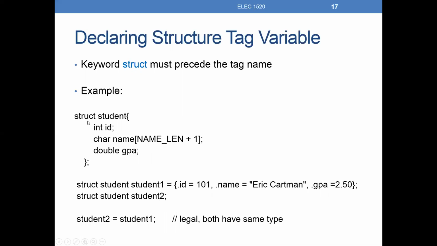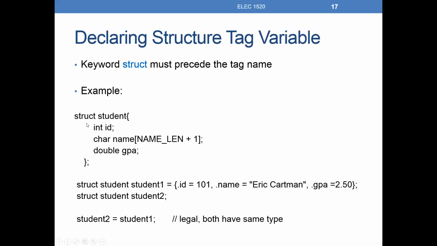The important thing is we now use this tag name right after the struct. And now we can create as many students as we want. We can create student 3, 4, 5, right? As many as we want without having to rewrite this whole structure over and over again.